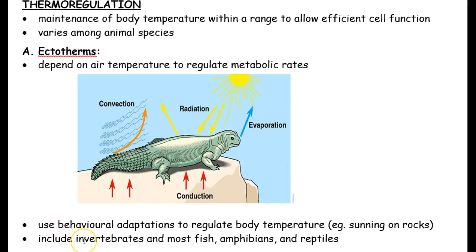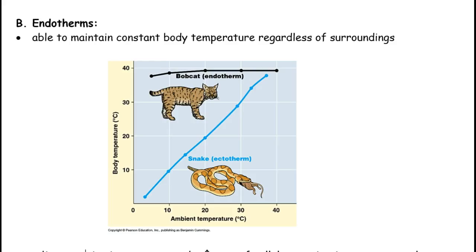These include lots of invertebrates, fish, amphibians, and reptiles. Of course, we're not going to go through the gamut, but you get the idea. All of this is within certain reasonable ranges as well. But endotherms, that's what we are. Endo, think inside, internal. They're able to maintain a constant body temperature regardless of the surroundings.